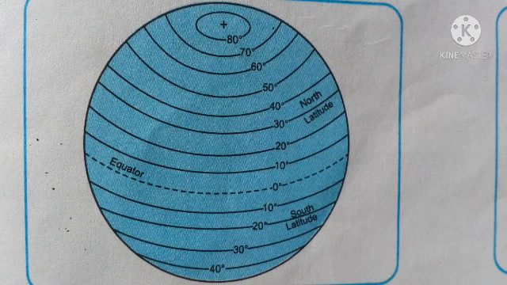The part of the earth which lies to the north of the equator is known as the northern hemisphere, and the part which lies toward the South Pole is known as the southern hemisphere. Like this, the imaginary lines drawn parallel to the equator in both hemispheres are known as parallels of latitude, as you can see in this picture.